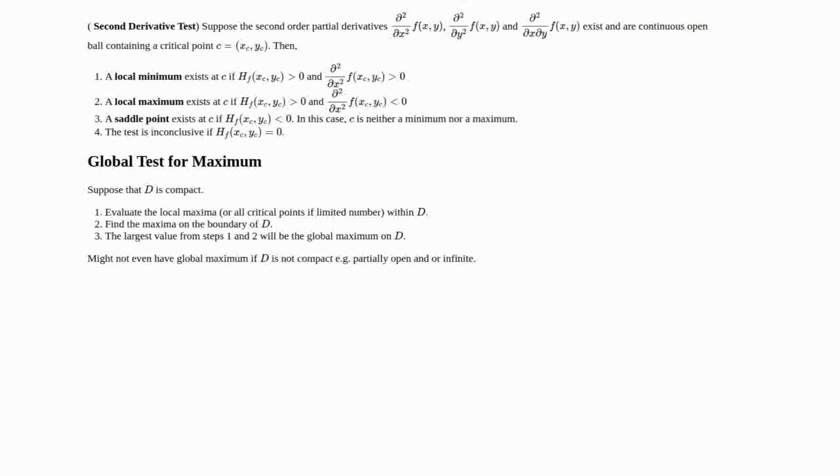So we finally have the global test for a maximum. Suppose that D is compact. Evaluate the local maximum or critical points, if a limited number, within D. Find the maximum on the boundary. The largest values from step 1 and step 2 will be the global maximum. Of course, you might not even have a global maximum if D is not compact, i.e. it's either partially open and/or infinite in some direction.